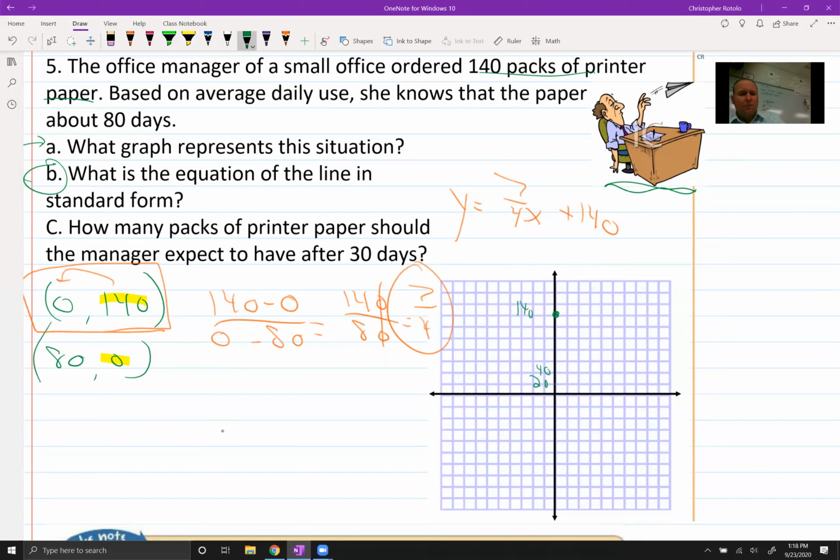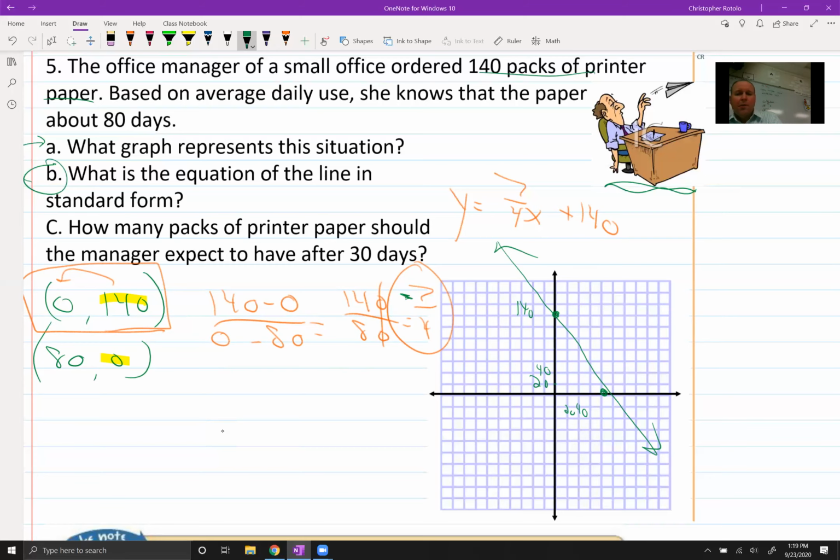But I also am not sure I want to run this thing out to like the 80 days as well. So let's just go 20 down here, 20, 40, so we understand that that's how it's going to work. So what happens is, that means I'm going to go down 7 because we got negative 7/4, and then I'm going to run it out 1, 2, 3, 4. So there we get our line. All right, so now we have a graph that represents the situation.